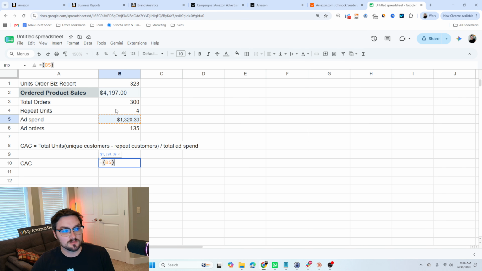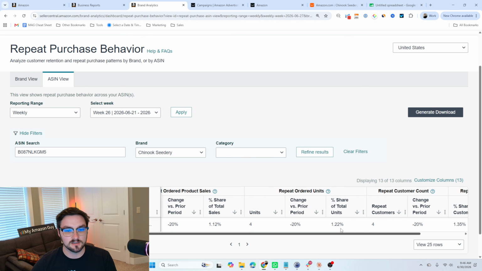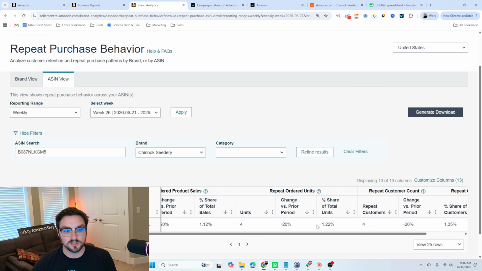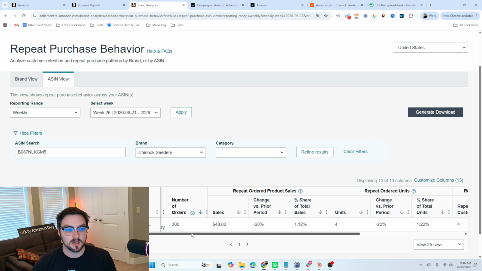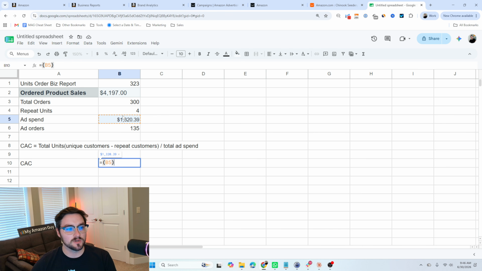So total new customers, we have repeat units. From these repeat units, again, we can actually see number of orders as well. So we actually have the repeat order here as well within that. So we already know this is 4 minus our total orders. So we're going to do divided by our total orders here minus our repeat unit orders. Fantastic. So from there, we can see that our customer acquisition cost for new customers over the last week was essentially about $4.46.